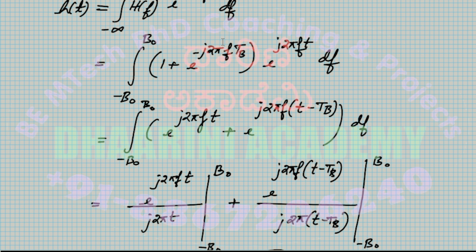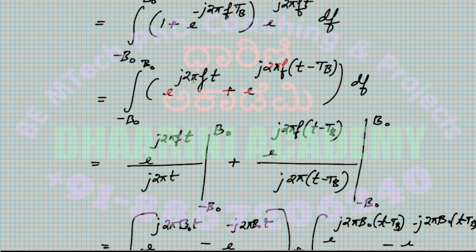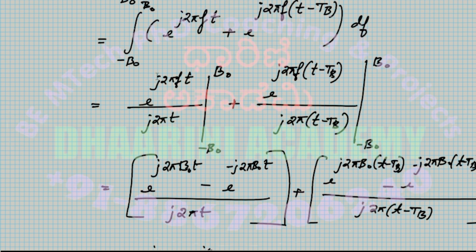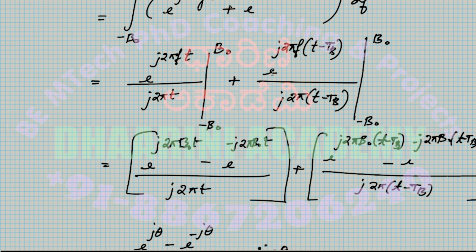Okay, now we just have to split. We'll multiply and get the term. When you multiply, you get e to the power j 2 pi f t plus e to the power j 2 pi f into t minus tb, because the term containing tb has a negative sign. Then we simply integrate: e to the j 2 pi f t by j 2 pi f from minus b naught to plus b naught, plus e to the j 2 pi f (t minus tb) over j 2 pi f, from minus b naught to plus b naught.